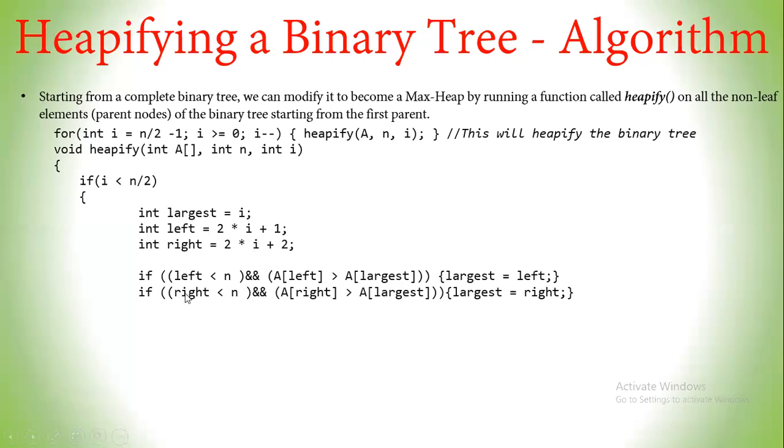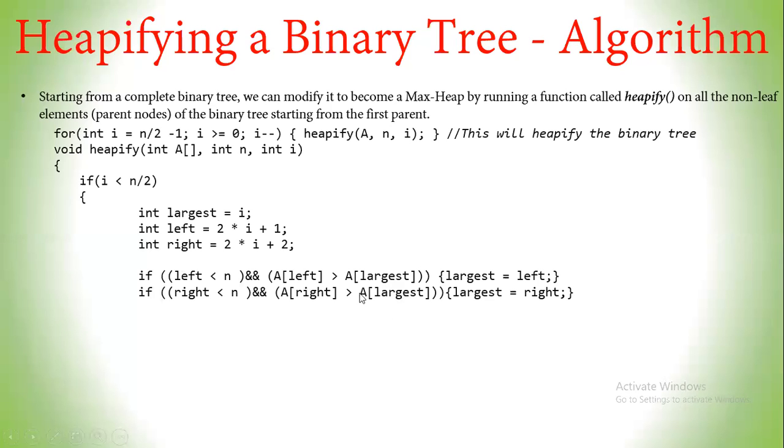First we are going to check whether the right child is actually a member of the tree. If the right child 2i plus 2 is less than n, that means it is a member of the tree. And the value of the right child is compared with the value at largest. Assume that in the previous step, largest was set as left. Then when it comes to this point, a largest will not be the value at the parent, but the value at left.